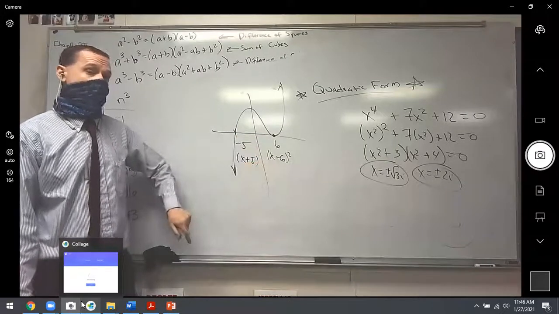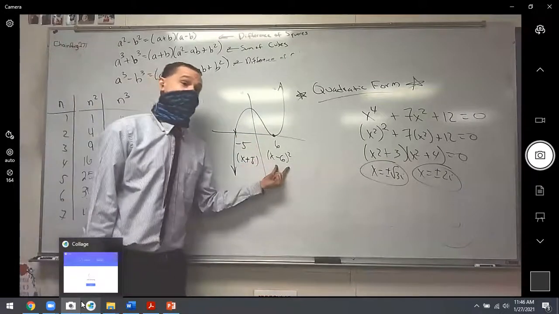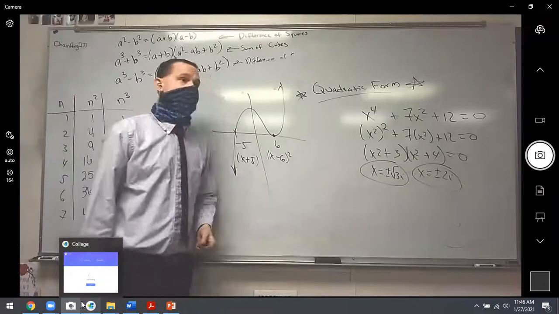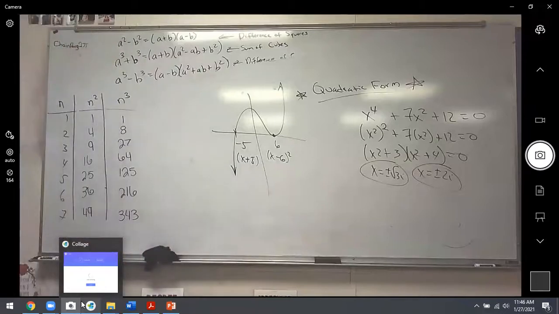Big thing to know, because you're looking for as many factors as you can, right? The more factors you got, the lower down you can get this thing to whittle down to. So if it bounces, make sure you are conscious that's there twice.